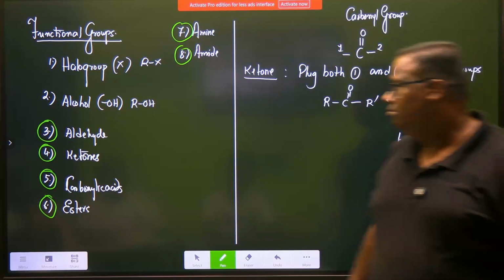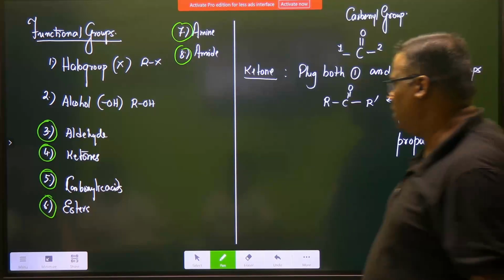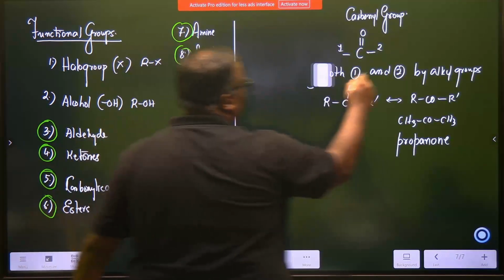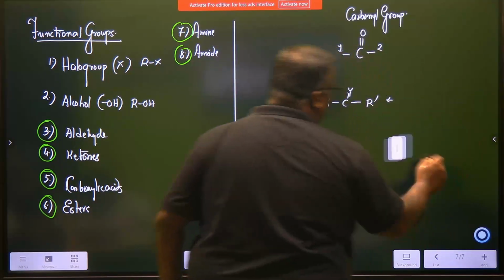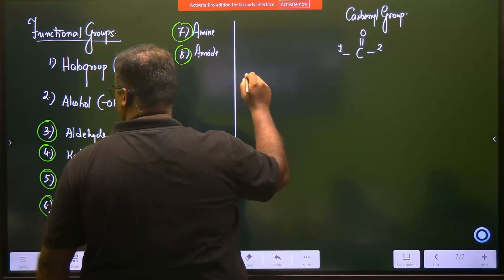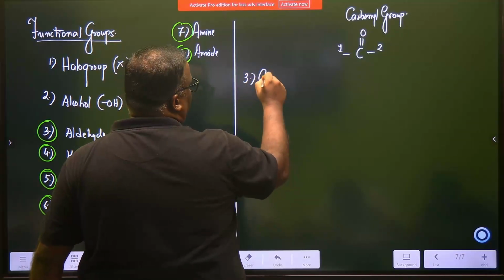Got it? Okay, ketone understood? Okay, our next class of compound is carboxylic acids. And in grade 11 and all, they will be teaching all these things in huge detail. The third for the day is carboxylic acid.